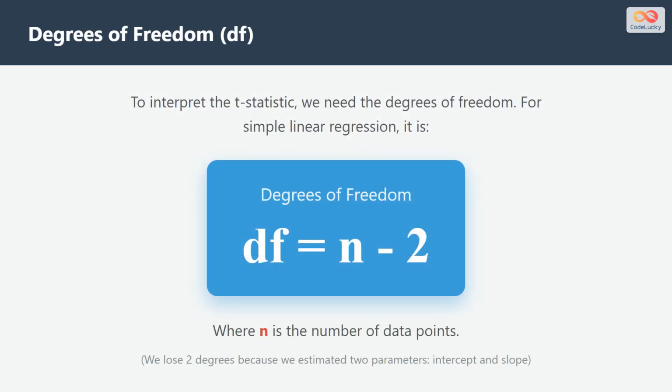To find the p-value associated with our t-statistic, we need the degrees of freedom. For simple linear regression, this is calculated as n minus 2, where n is the number of data points. We subtract 2 because we had to estimate two parameters, the intercept and the slope, before calculating the error.